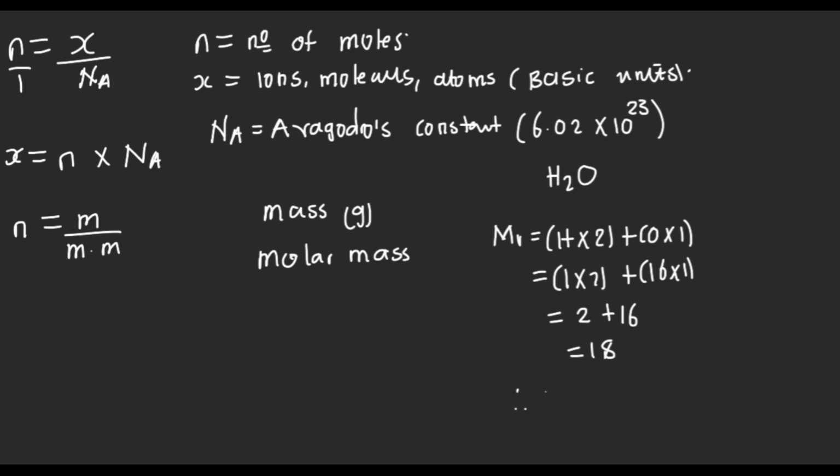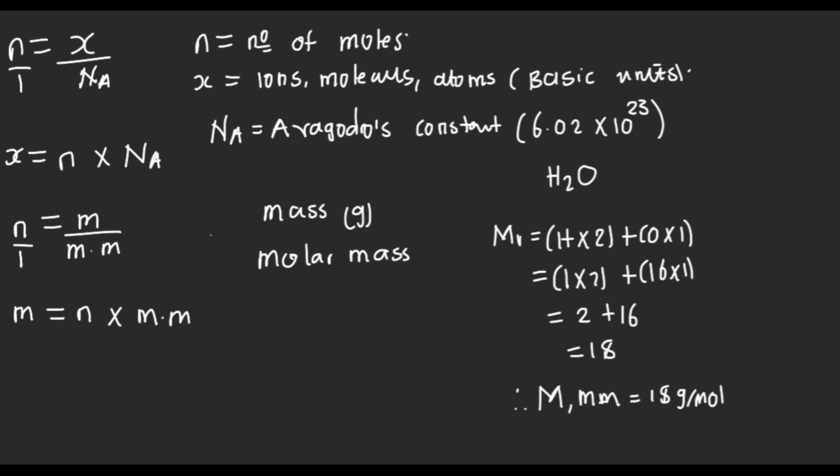Now what of the molar mass? The molar mass is, now you just add grams per mole. Whenever you see grams per mole, that's a molar mass. Now in case you are given a number of moles and you want to find a mass, how can we find mass? Mass is equal to number of moles multiplied by molar mass.